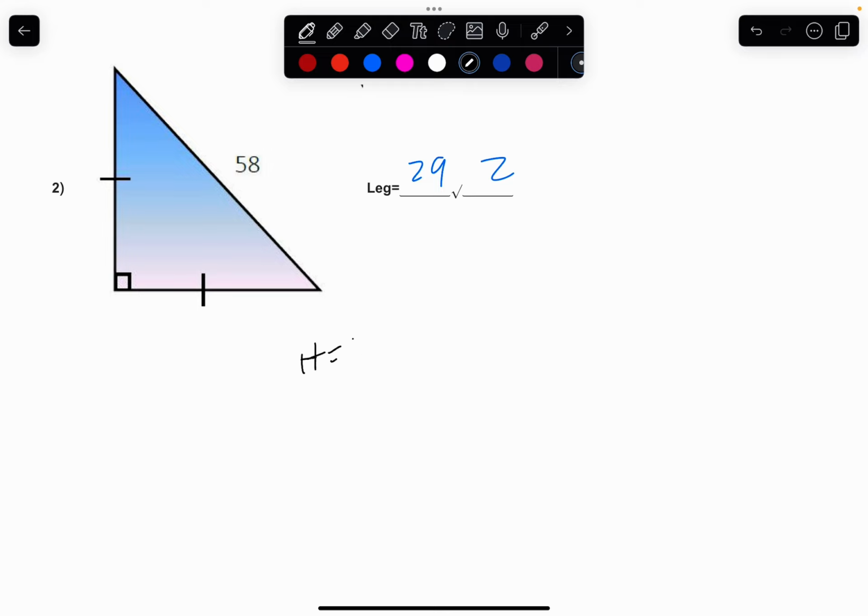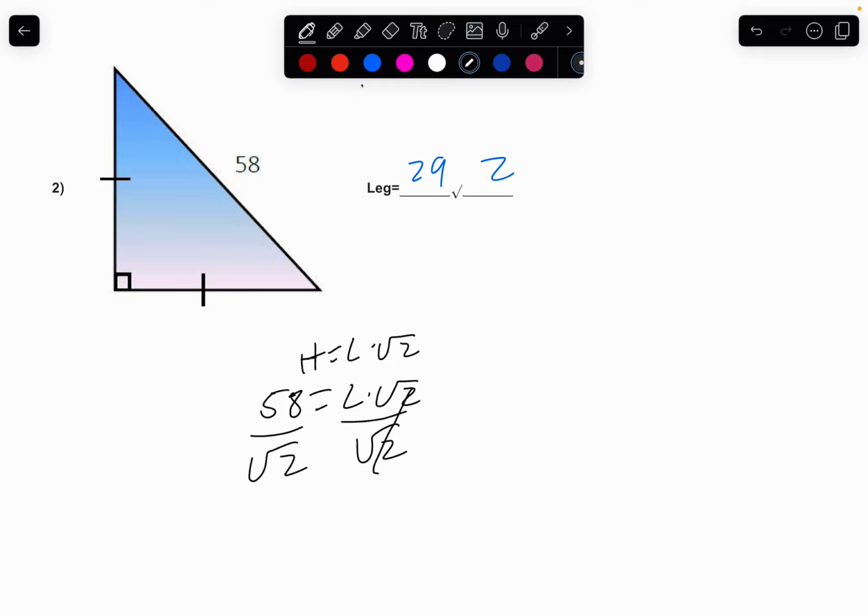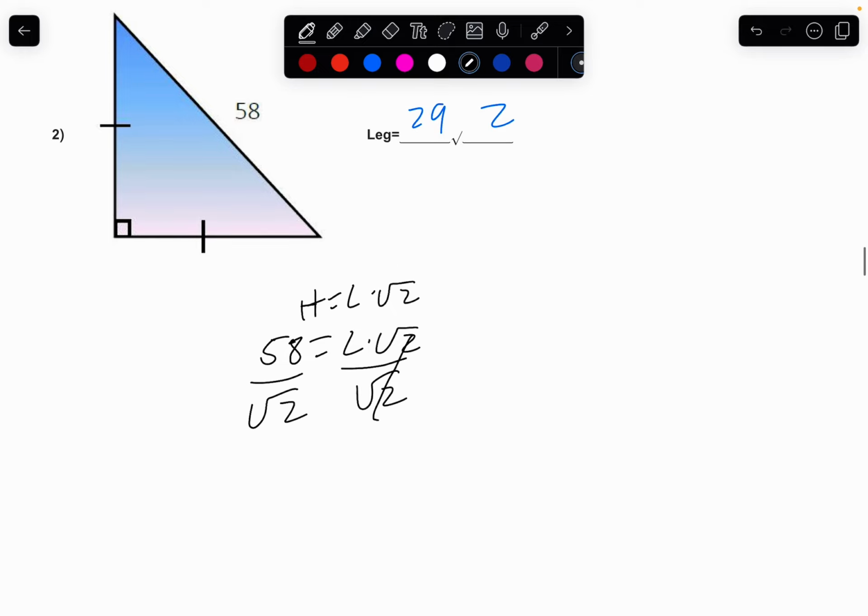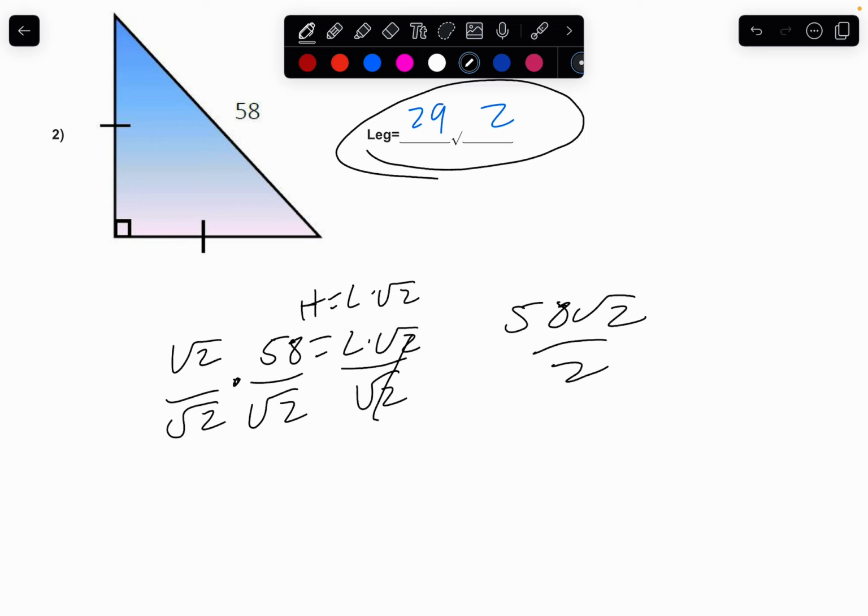Here, we know that the hypotenuse is the leg. Notice it's not a short leg or a long leg. Just these are the same size times root 2. So 58 is the leg times root 2. So how do you undo that? Well, you divide off the root 2. I'm hoping that we're getting to the point where we can do this quickly in our head. So we get 58 root 2 over 2, which reduces to 29 root 2.